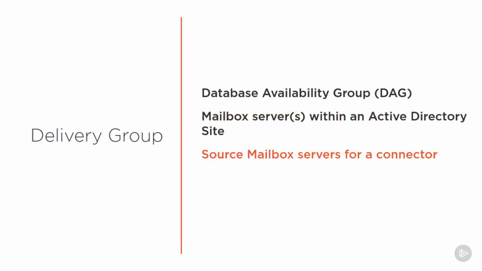Another potential delivery group is the connector source mailbox servers. If a message needs to be sent over a send connector, then the source servers for that connector are the delivery group. And a delivery group can also be an Active Directory site. If a hub site has been configured and it is the least cost route to the destination, then the mailbox servers in that site are a delivery group. And we'll learn more about hub sites shortly.